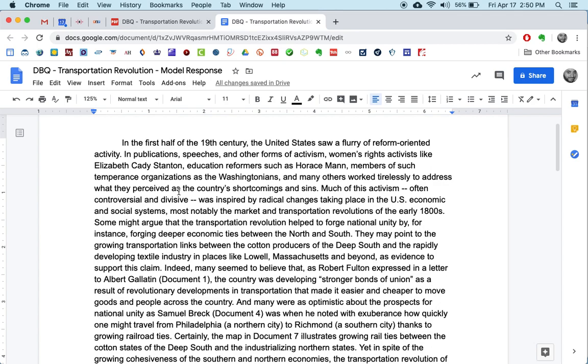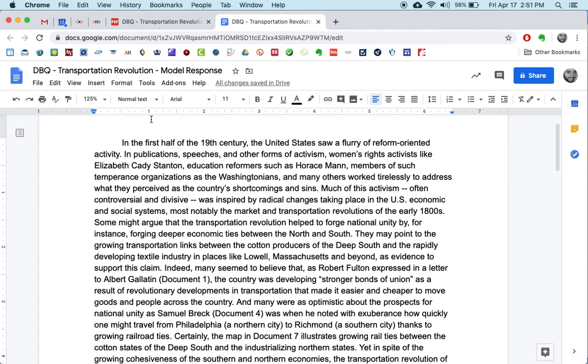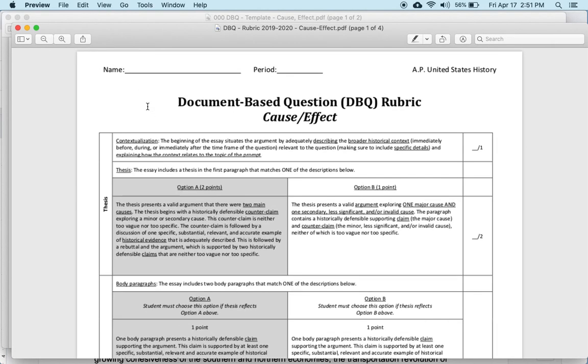What I'm going to do is walk you through each part of this so you can compare it to what you did and see where you might have room for improvement for yours and where you hit the target on your practice DBQ. I'm going to use the rubric that I've been using with my classes this year. Sorry, I'm going back and forth between different documents here. And that's this rubric here.